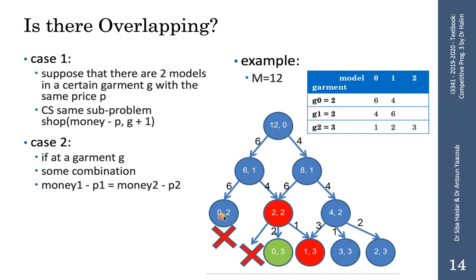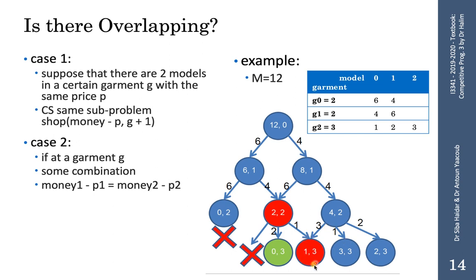And that's why we have pruning here also, because when you have $6 and you spend them all on the model in garment 1, you will be left with $0, and you haven't yet bought anything for garment 2. So this is a no-solution path. But also here you have two paths, and what we are showing is that the state 2, 2 is redundant because it was overlapped: you can reach 2, 2 from 12, 0, 6, 1, or when you go 12, 0, 8, 1, you also reach 2, 2. The same thing happens with the state 1, 3, because it can be attained either from 2, 2 or from 4, 2.